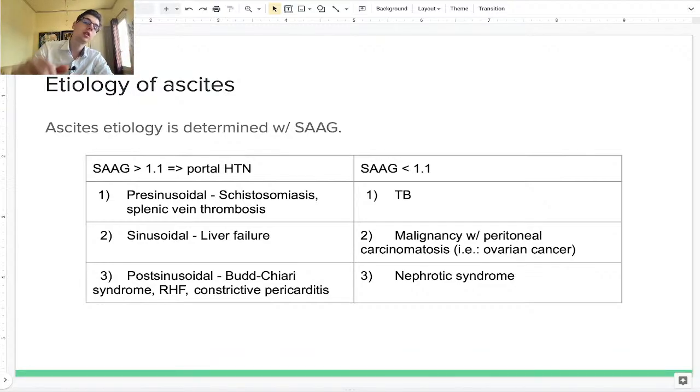Portal hypertension is of 3 types: pre-sinusoidal, and here we have schistosomiasis or splenic vein thrombosis; sinusoidal, namely liver failure; or post-sinusoidal. Here we have three causes: Budd-Chiari syndrome, namely the thrombosis of the hepatic veins, right heart failure, or constrictive pericarditis, as our patient had.